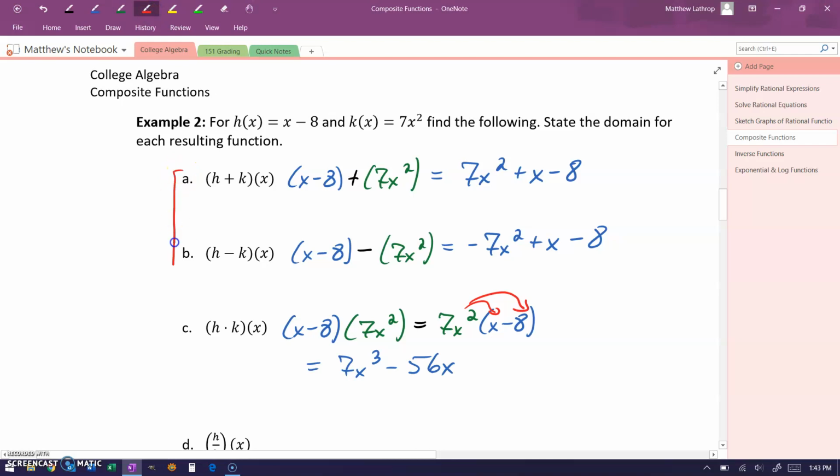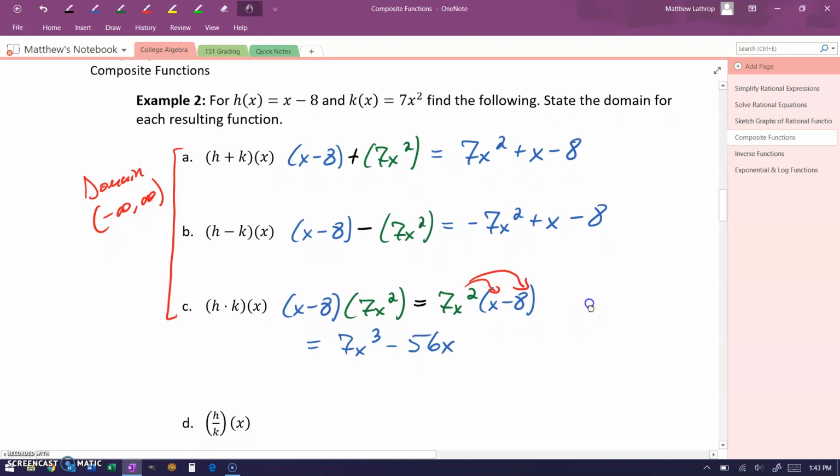And in parts A through C, we can state that our domain would be all real numbers, or negative infinity to infinity, since h and k have no restricted values, and none of our resulting functions have any restricted values.